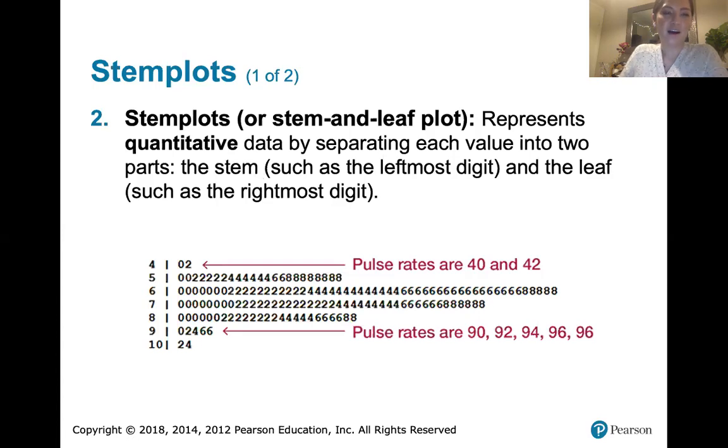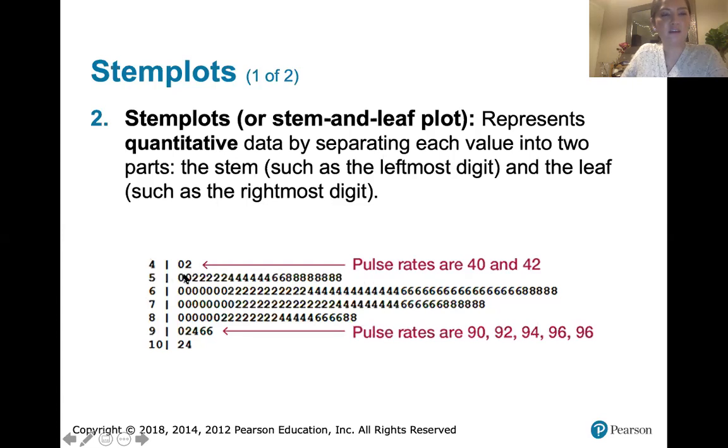So we saw on the dot plot that there was one pulse rate of 40 and another pulse rate of 42. So that's represented by this 4, that's our stem, and this 0 here means that 40 is one of our data points. And then the 2 here means that 42 is another data point. And then in the next row, we see the stem of 5 and all of these leaves. Notice that the leaves are written in ascending order. So from this, I can recreate the list of data as well.